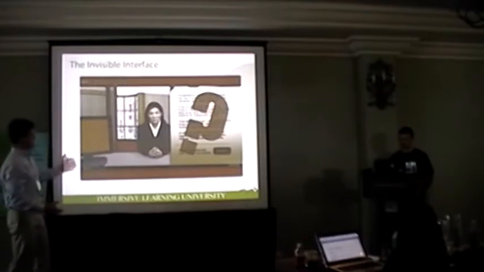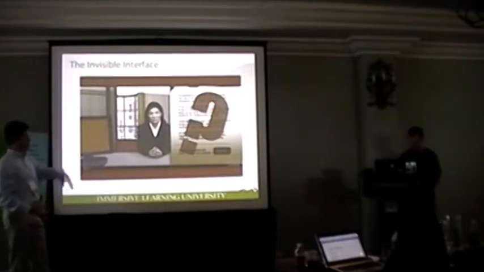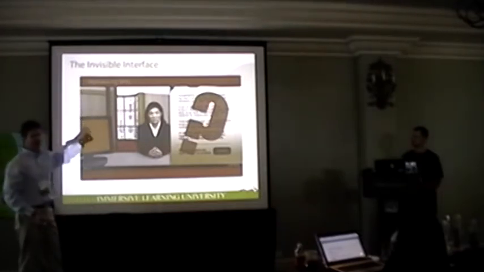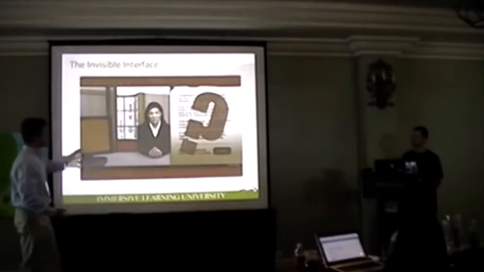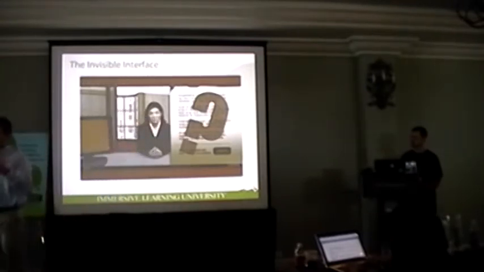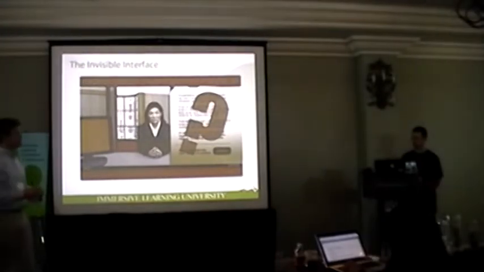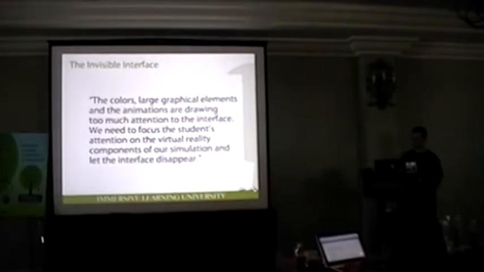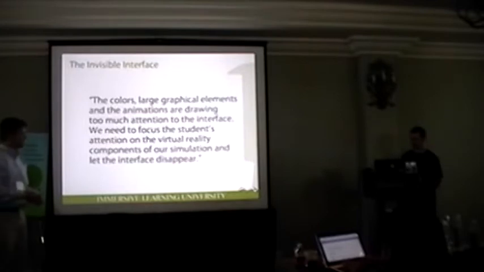Now, you can't really tell on the projector, but this is more of a god-awful orange. You don't want annoying animations. You don't want overbearing sound effects. You don't want bright colors, big graphical elements. You want the interface to fade back into the background. So what might we say to a person who presents this design to us? The colors and the large graphical elements and the animations are drawing too much attention to the interface. We need to focus the student's attention on the virtual reality components of our simulation and let the interface disappear.